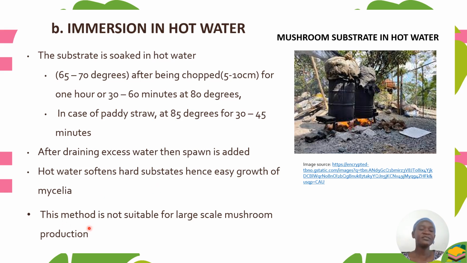And this method is not suitable for large-scale mushroom production, just because the hot water will be in drums, so the drums may not accommodate more substrates. If you have large-scale mushroom production, it means you need more substrates, and these drums may not accommodate many substrates. That's why we're saying this method, immersion in hot water, is not suitable for large-scale mushroom production, but rather for small-scale mushroom production.